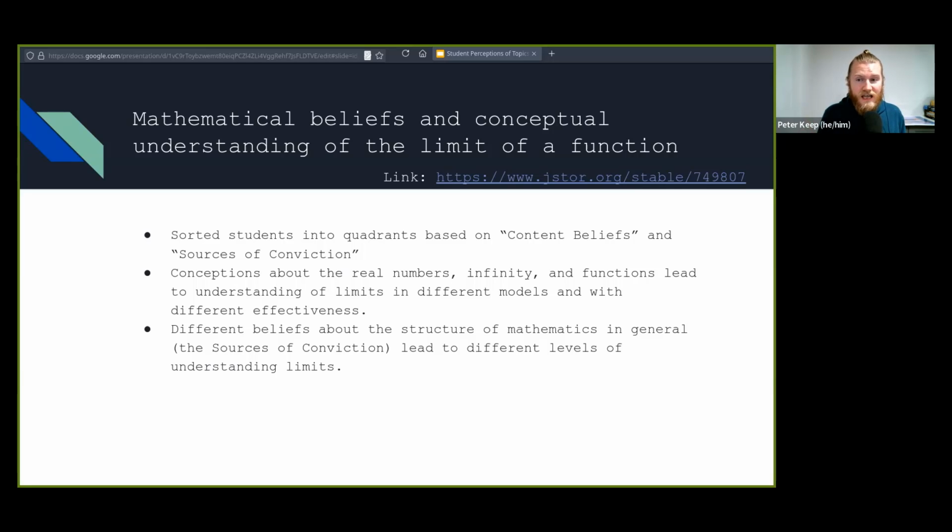And you can imagine that both of these axes definitely have a big impact on this. One of the things that I thought was interesting is that the content beliefs themselves, the real numbers, the nature of infinity, what functions are. These are topics that are largely happening before students enter into a Calc 1 course. And those were kind of picked as some of the big topics that really impact how students are believing or understanding limits.